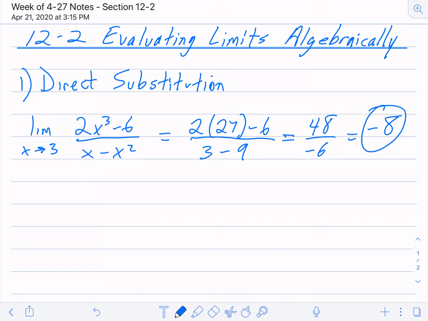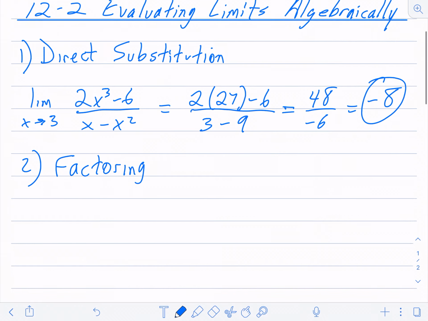We saw last week a problem where we couldn't plug it in, so we had to look at numbers just to the left and just to the right of it to see if we get closer and closer, and then the graph actually kind of gave away what the value would be. Another way we can evaluate limits is by factoring. What do I mean by factoring?